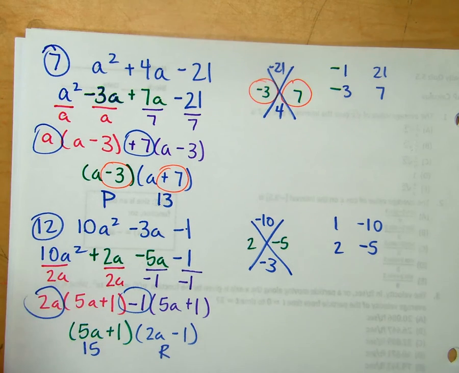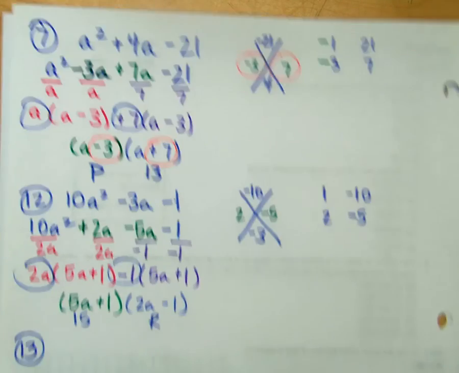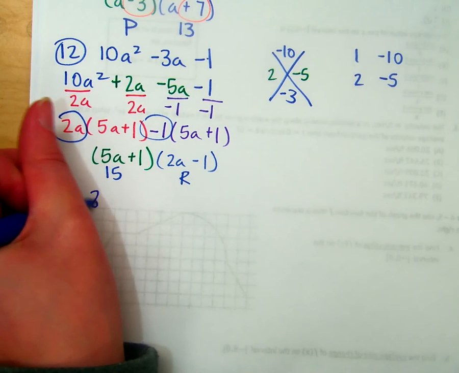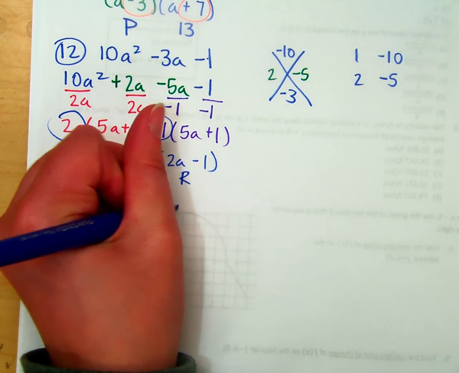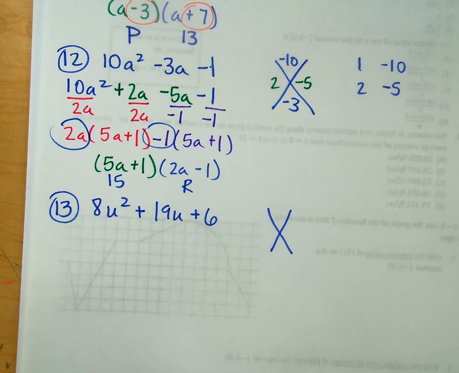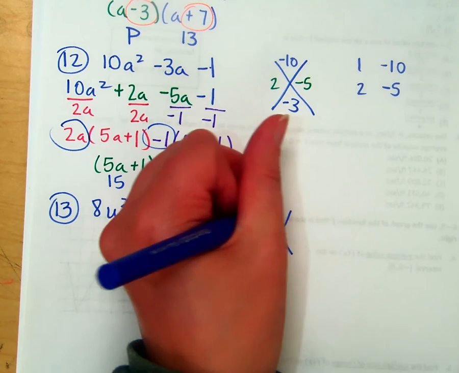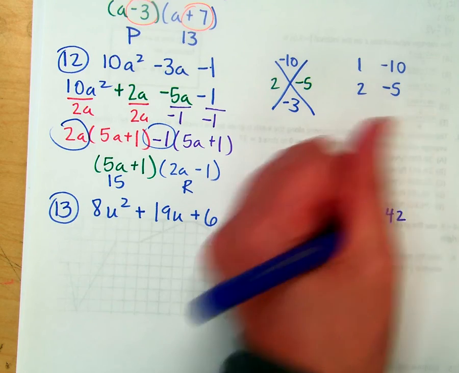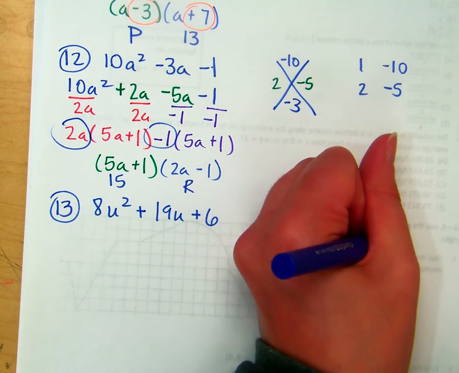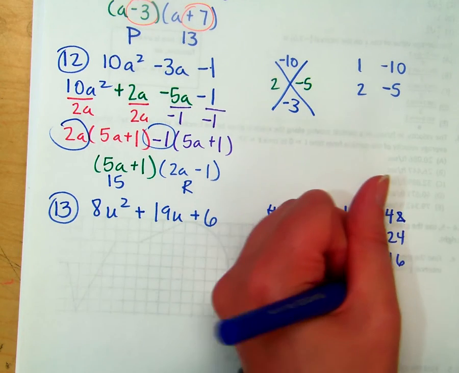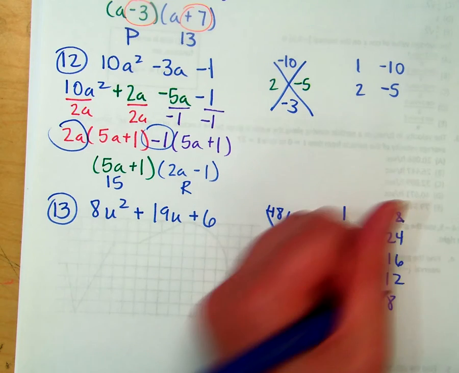So 5a plus 1 is 15, and 2a minus 1 is r. Alright, the next one I'm going to do with you today is 13. 13 is 8u squared plus 19u plus 6. So 8 times 6 is 48, and we're adding to get 19. 48 has a lot of factors. 1 and 48, oops, I wrote 42. 2 and 24, 3 and 16, 4 and 12, 6 and 8.